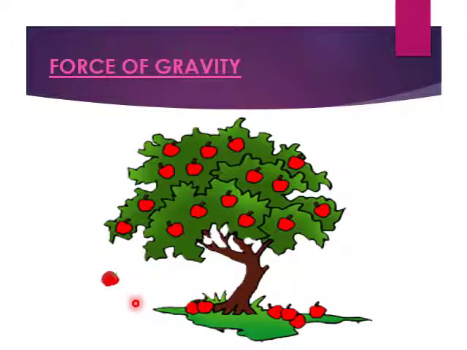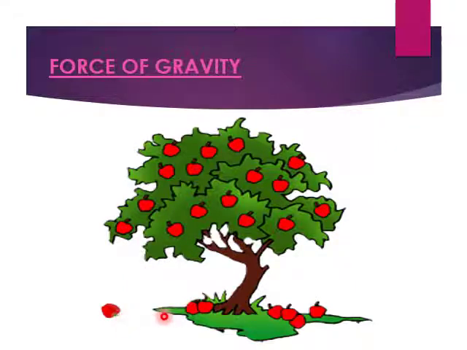My dear students, some forces can also act on an object from a distance, as you can see here in this video. This type of force is called the force of gravity. For example, an apple falls, or you can see a coin fall on the ground because the force of gravity is acting on it.